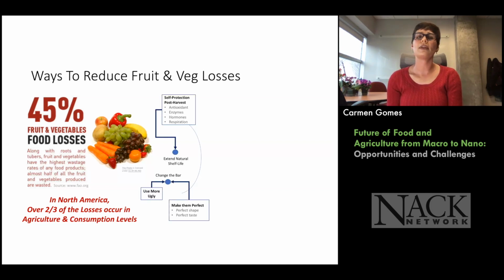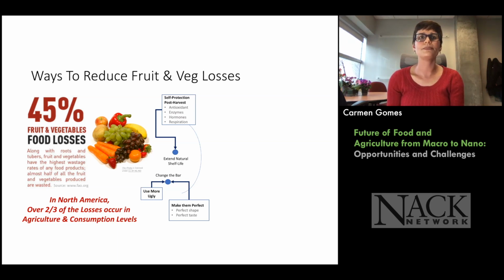One way of tackling this would be, for example, self-protection post-harvest. So maybe improving crops so they have antioxidant resistance, they have hormones, and they can better regulate the respiration rates, so they have extended shelf life. Can we do some type of crop management or plant breeding or genetic modification that actually improves the resistance of the crop to last longer?